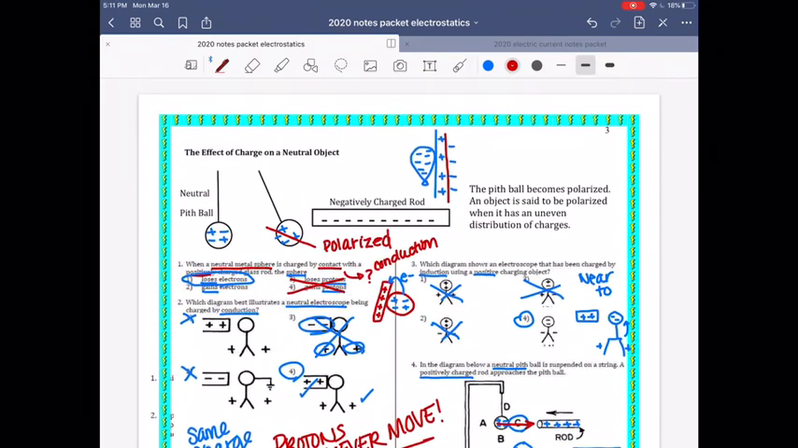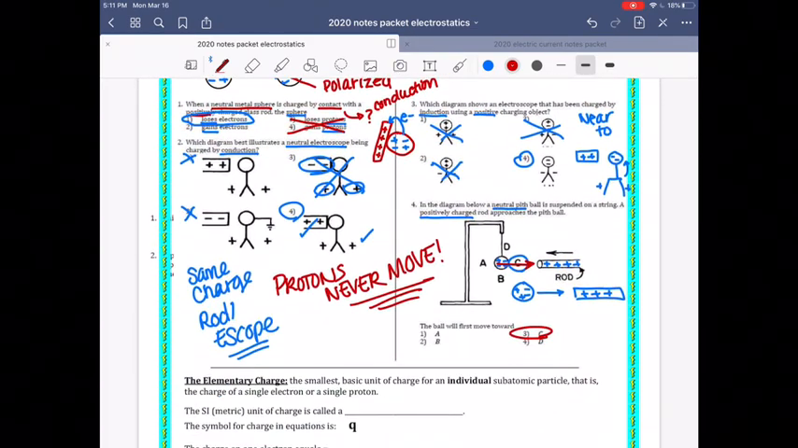Okay? So I hope you enjoyed the electroscope. It's kind of difficult at times, but the more you look at it and the more you see questions, it kind of gets better. All right?